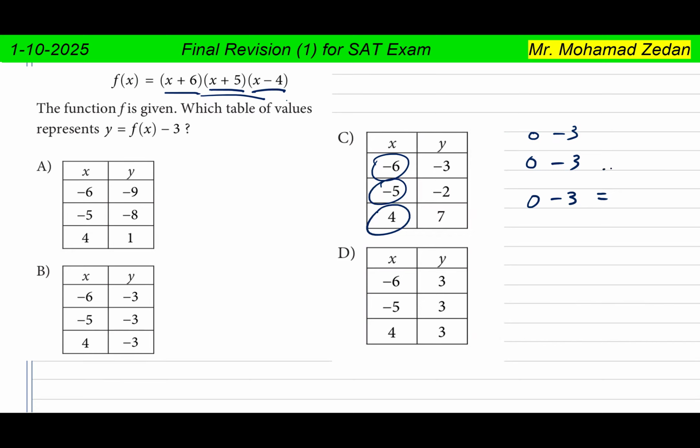What's the answer now of y? 0 minus 3, what's the answer? It's negative 3. When I ask easy questions, nobody responds or answers me.